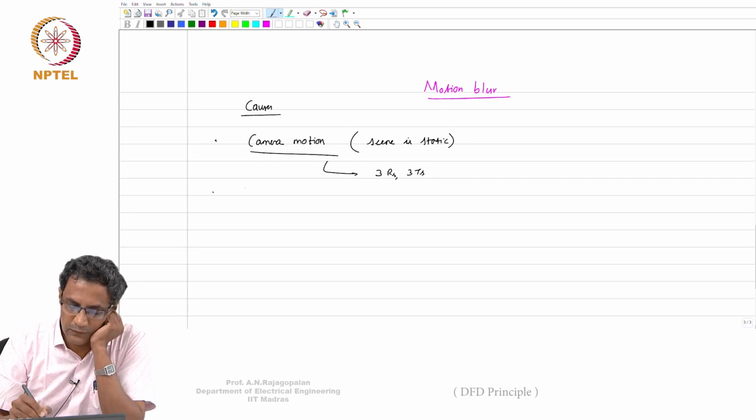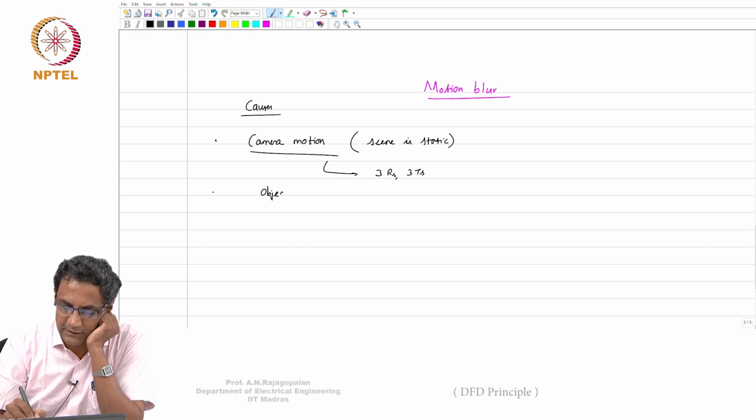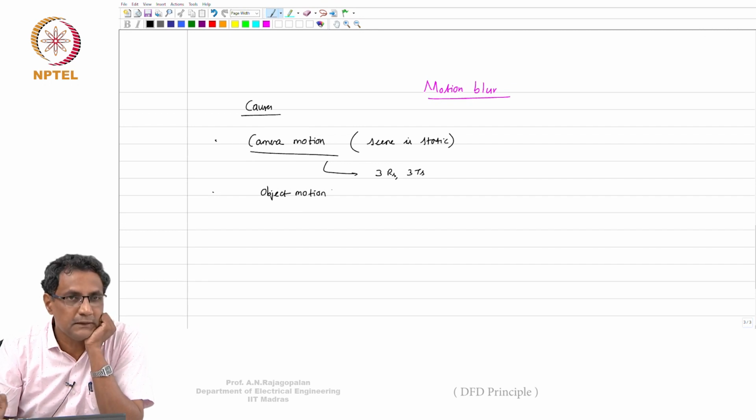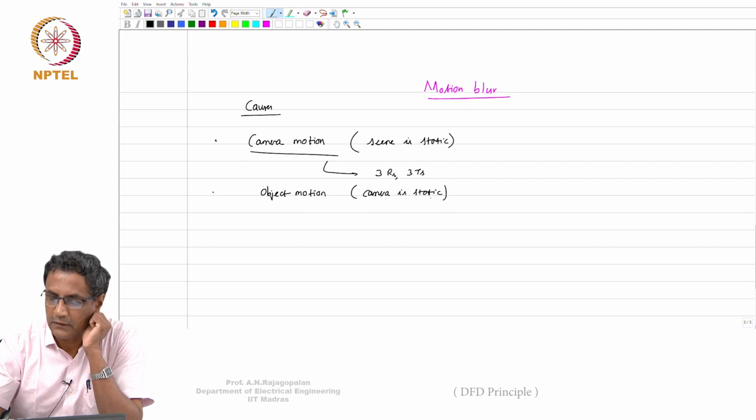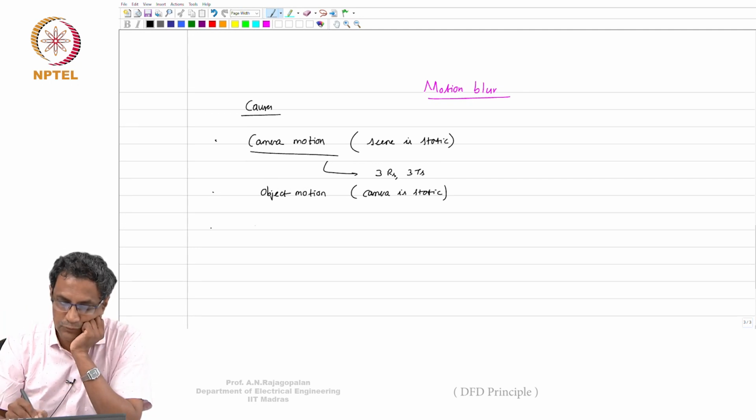Then the second thing could be object motion. It need not be just one object, there could be multiple objects. If there are multiple objects, then it makes it even more hard. But let's assume that there is object motion, but the camera is static. And then the third thing is both are moving, both camera and object are moving, which is even more hard.